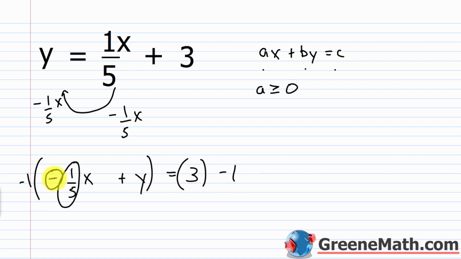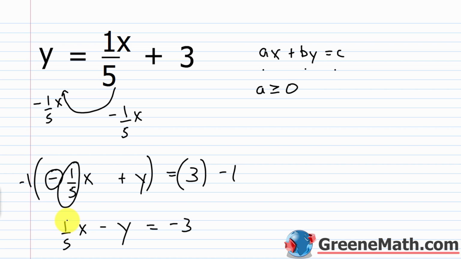So negative times negative would be positive. So I'd have 1/5 x. Negative times positive would be negative. So this would be minus y equals. Positive times negative would be negative. So this would be equals negative 3. So I've solved the problem where this was negative. Right? I just multiplied both sides of the equation by negative 1.